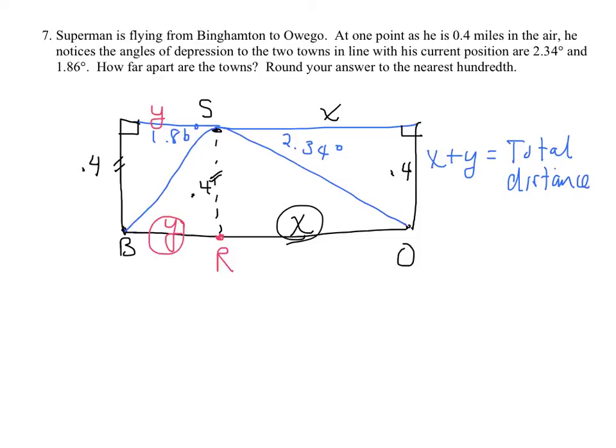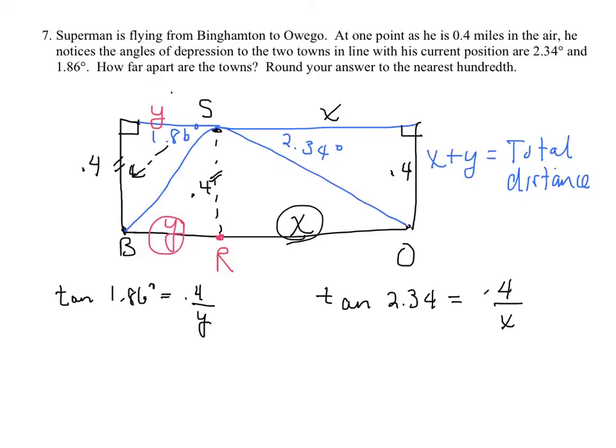So now I'm going to set it up. It's opposite over adjacent for both of these. So for this first equation, I'll get the tangent of 1.86 degrees is equal to 0.4 over y. Good? And then similarly, the tangent of 2.34 is equal to 0.4 over x. So now, let's go ahead and calculate them. This will be y times the tangent of 1.86 degrees is equal to 0.4. So y is going to equal 0.4 divided by the tangent of 1.86 degrees. Cool?